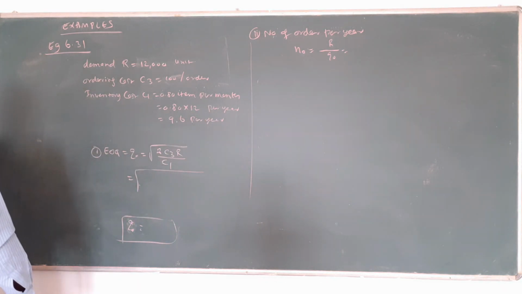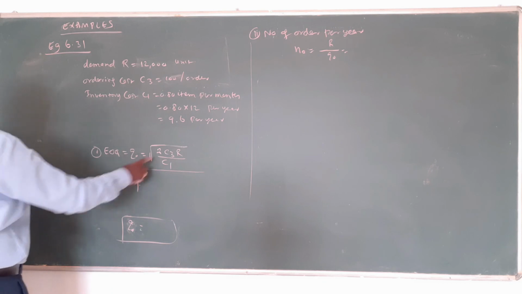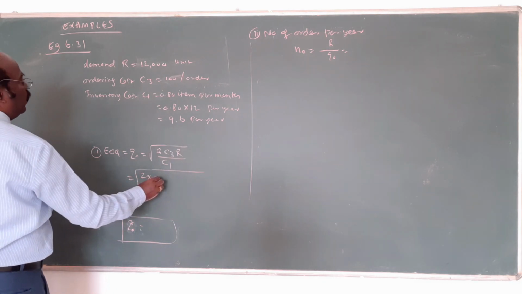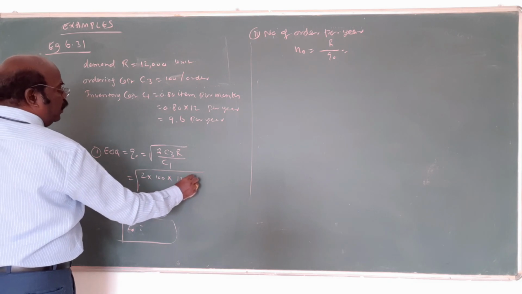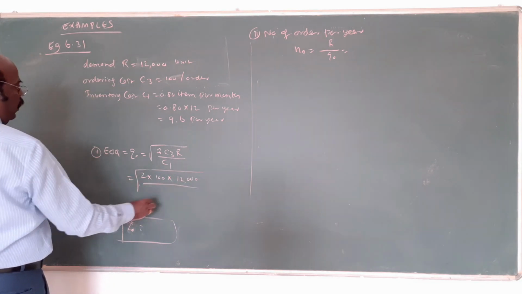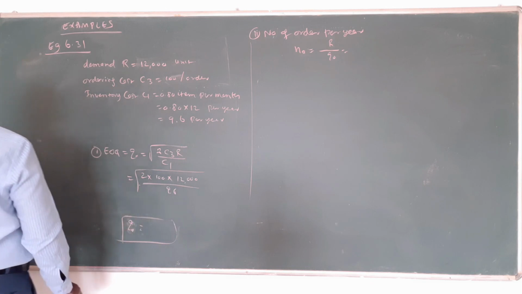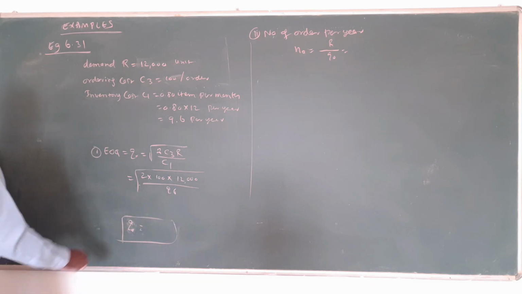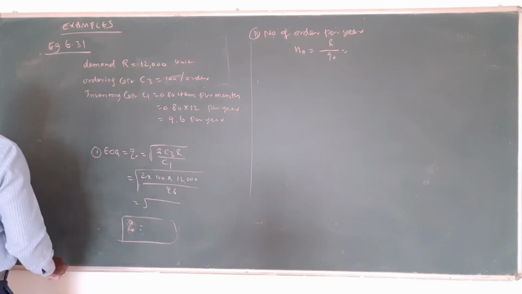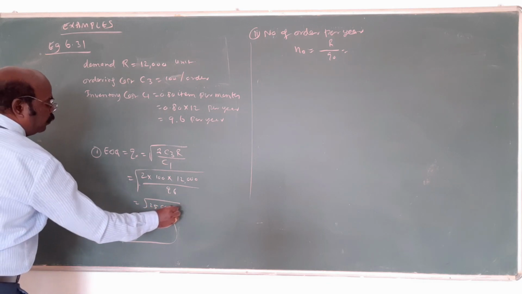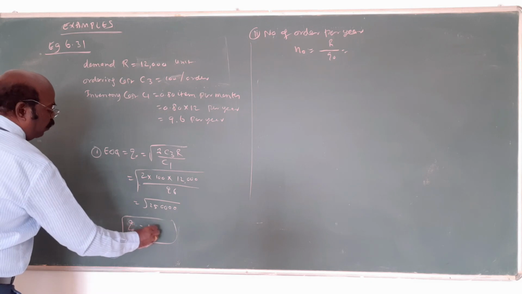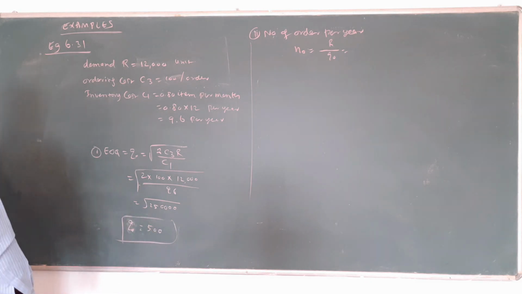Now what is the question? First one, the economic order quantity EOQ, also with this formula: 2 into 100 into R, which is 12,000, into 1 by 9.6. Now multiply all the numbers. We get the answer 250,000. Taking the square root, 500 will come. This is the first answer.